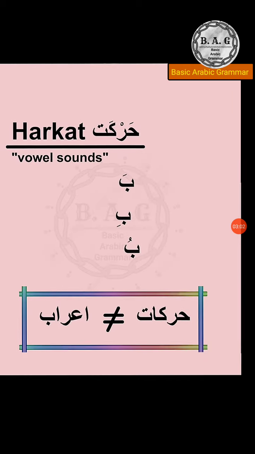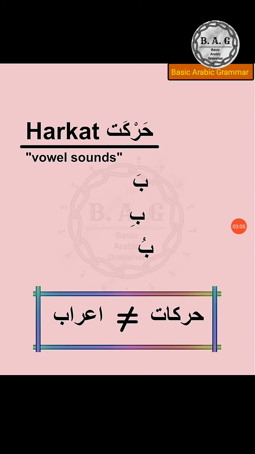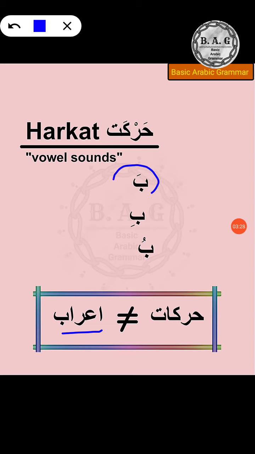Next, what is Harakat? A very common misconception is that Harakat is the same as Arab. Nope, it is not true. It is the biggest misconception in the entire history of Arabic. No, it's not true. Arab is something totally different from Harakat. These vowel sounds, this zabar, zir, or pesh, also known as fatha, kasra, dhamma, they are so not Arab. They can never be Arab.